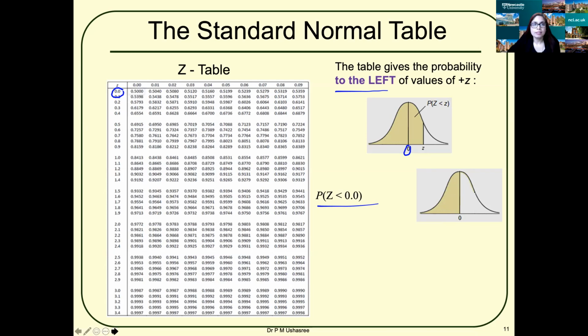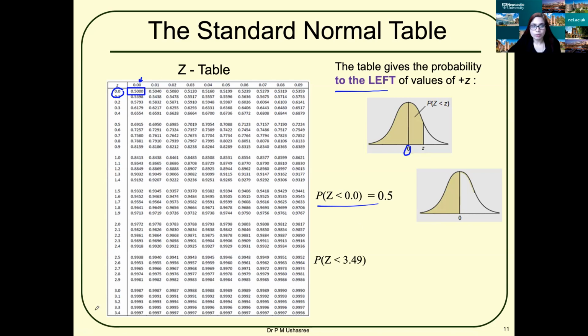So that's your Z value, and that is your second decimal place, okay? So that gives you 50%. And you know that 50% of the data lies to the left of 0, and that's 0.5.